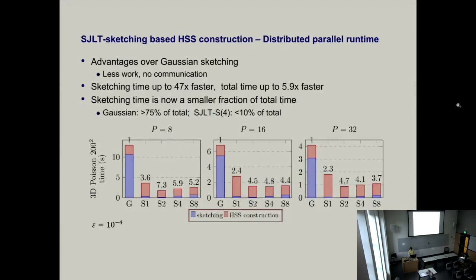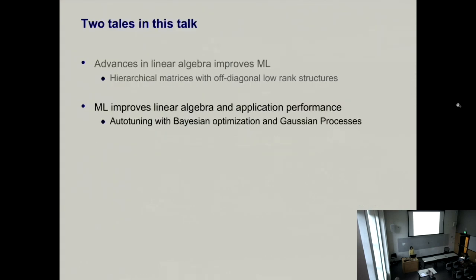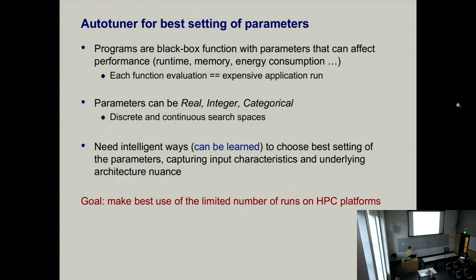I'll try to finish by 4:50. Okay, so the second tale, hopefully you can also appreciate, is how machine learning could help us, particularly to help a program run faster. The idea here is that for a lot of this, especially if you work on dense linear algebra, there's a closed form formula to tell you what block size you should use to get the best performance, even on a parallel machine.